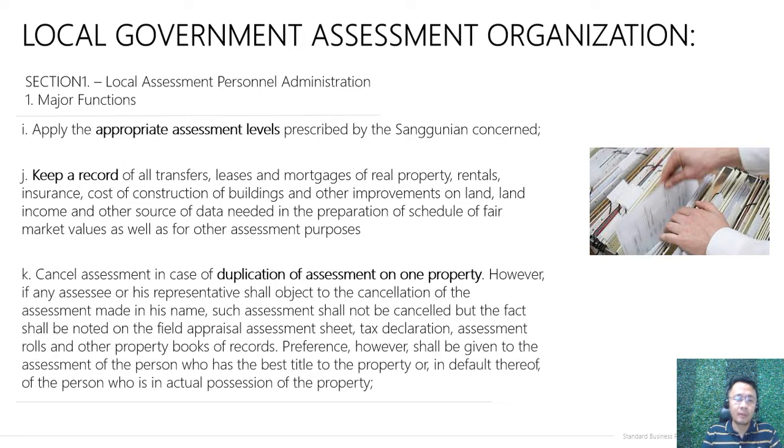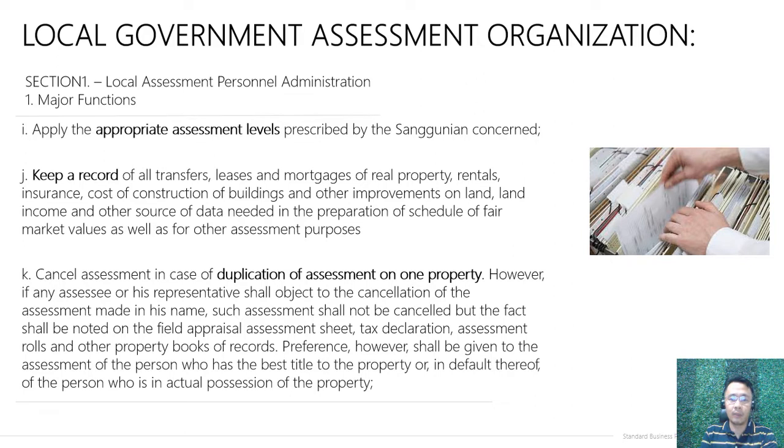And also, it should cancel assessment in case of duplication of assessment on one property. However, if any assessee or his representative shall object to the cancellation of the assessment made in his name, such assessment shall not be cancelled, but the fact shall be noted on the field appraisal assessment sheet or in the tax declaration, assessment rolls, and other property books of records.